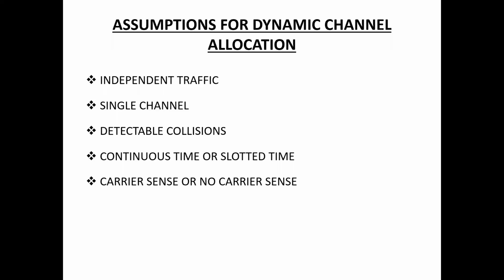So these are the assumptions for dynamic channel allocation: independent traffic, single channel, detectable collisions, continuous time or slotted time, and last one, carrier sense or no carrier sense. With carrier sense, the station senses the channel before transmitting the data, whether it is idle or busy. With no carrier sense, the station does not sense the channel; it just transmits a frame and is later informed whether the transmission was successful or not. So these are the five assumptions for dynamic channel allocation.